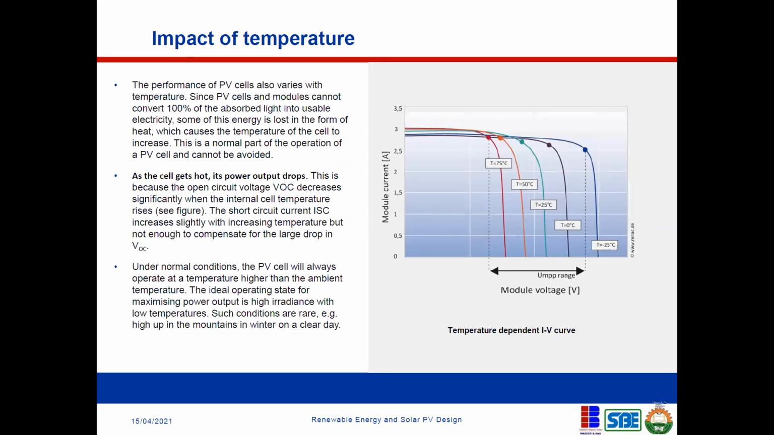So let us look at the impact of temperature. Now we've talked about irradiance. If anybody is not clear how irradiance affects the output of a solar panel, please ask your question, or I will move to how temperature affects the output of a solar panel. Now, the performance of a PV cell also varies with temperature. Since PV cells and modules cannot convert 100% of the absorbed light into usable electricity, some of this energy is lost in the form of heat, which causes the temperature of the cell to increase.